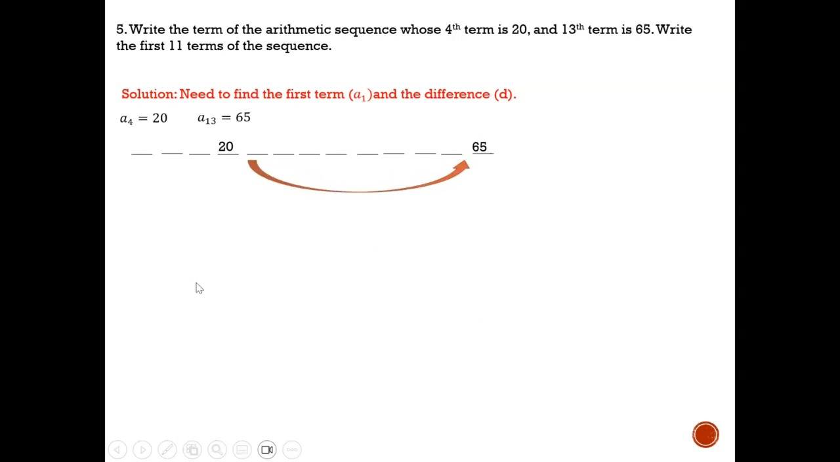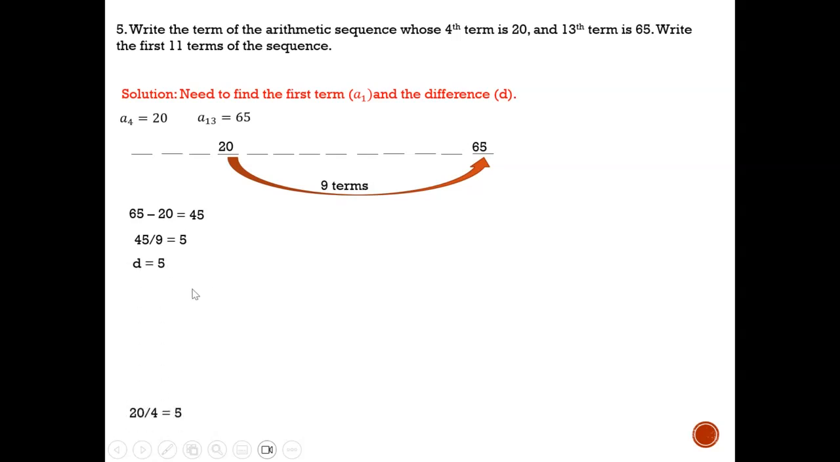Okay? So how many terms is it from 20? This is the 4th term, and this is my 13th term. So how many terms is it? It's going to be 9 terms, because from the 4th term to the 13th term is going to be 9. Now how much is it from 20 to 65? The difference is going to be 45. So we divide 45 by 9 to give us the difference. The difference is going to be 5.